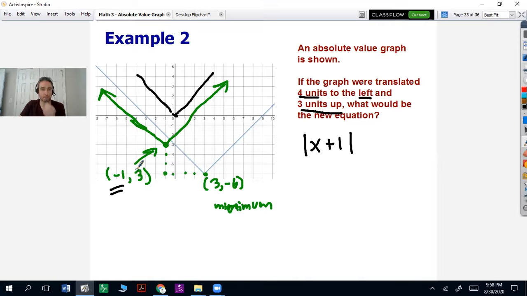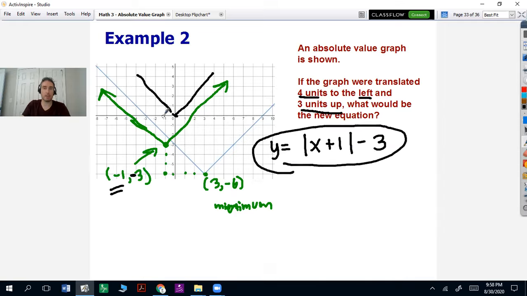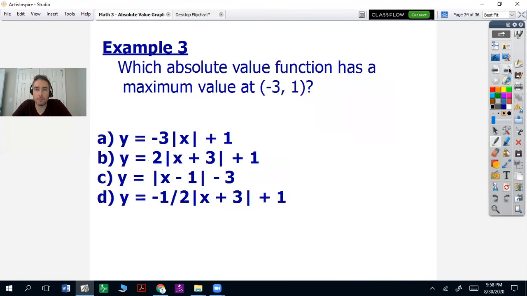And then, oops, I forgot to put a negative up there. I'm going from negative 6 to negative 3, so that's a negative there. And then it's still going to be down from the x-axis, so it'll be minus 3. So that new function would be f of x, or y equals negative absolute value of x plus 1, and then minus 3. One more example. Two more examples. The second one is related to this one, though.